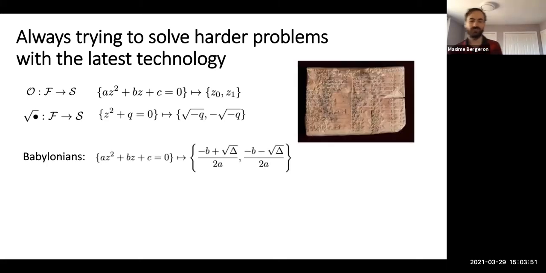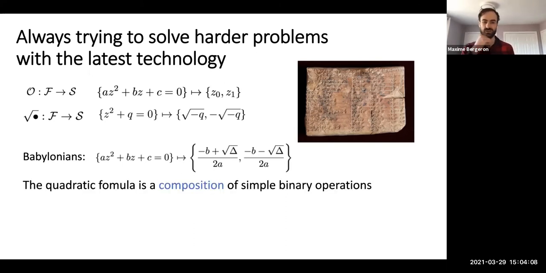The Babylonians were the first to put two and two together and say, hey, we don't need to think about the full quadratic equation as just a single widget. We can break it up into steps. What we think of as the quadratic formula, I want you to think of as a composition of simple binary operations. To go from the full family of equations into the solutions, we start by computing the discriminant, then computing the square root of the discriminant, combining that with plus or minus b, and then applying the unary division onto it.